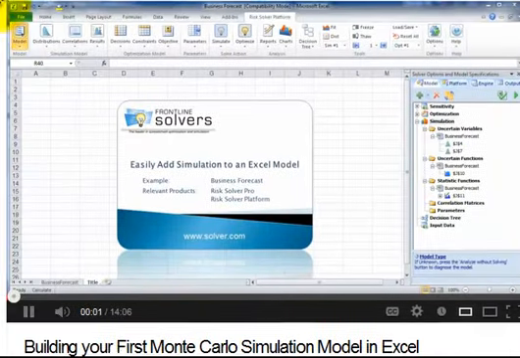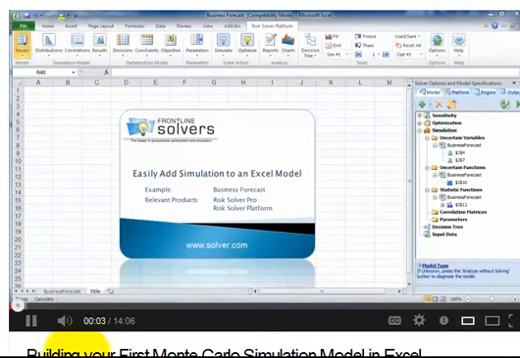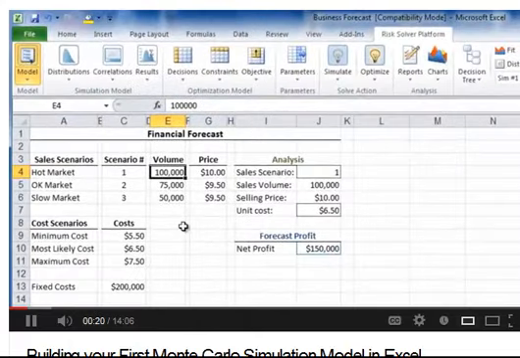In this video, we're going to show how easy it is to add simulation to an Excel model using Risk Solver Platform or Risk Solver Pro to give yourself a much deeper level of insight into the range of potential outcomes for a given situation, the probability of each of those outcomes, and how you can use that information to make better decisions. For this example, let's assume we're a financial analyst or a business manager, and we've been asked to forecast profit for the next year.